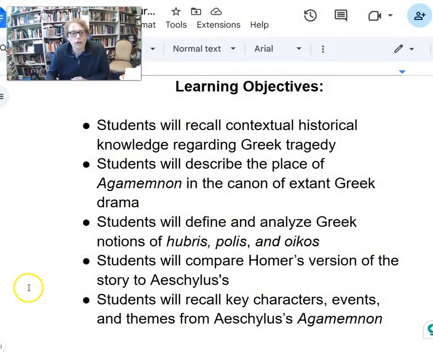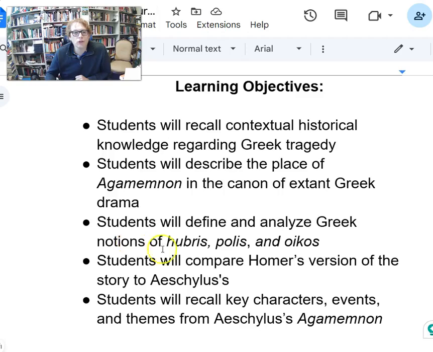Okay, learning objectives for today. In that first 10 minutes, I'm going to talk about contextual historical knowledge that everyone should know about Greek tragedy, or at least some of the basics that you should know about Greek tragedy as you're reading. And then students will also describe the place of Agamemnon in the canon of extant Greek drama. So where does this particular play fit? And that's the stuff I'm talking about in the first 10 minutes. And then after that, we'll move to the play itself.